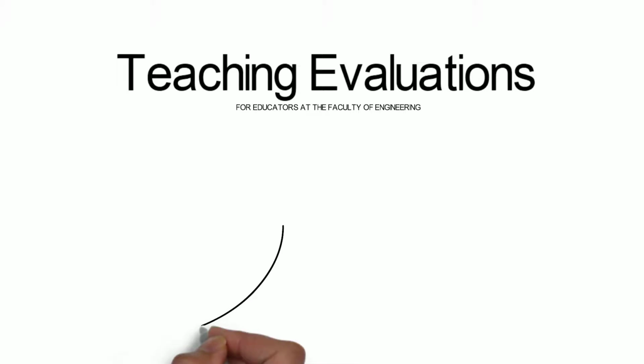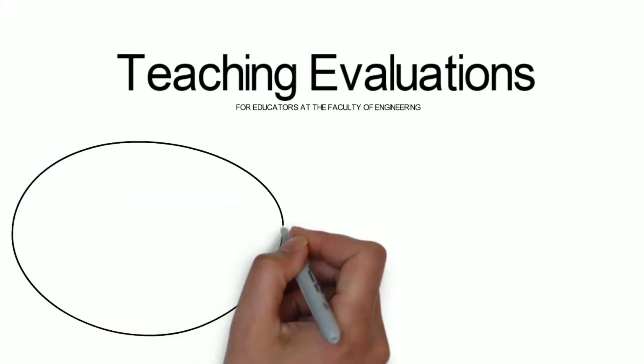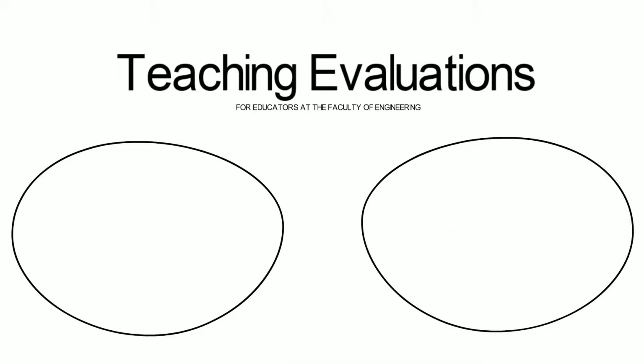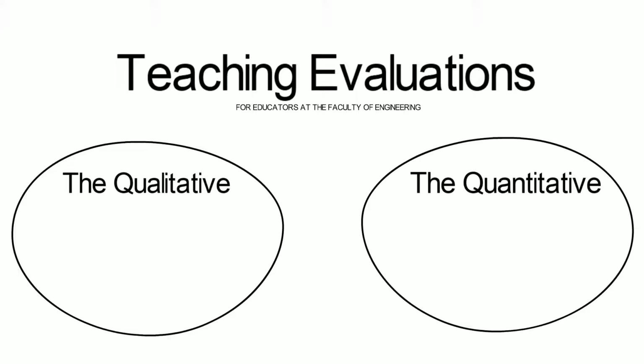Teaching evaluations. Every subject that consists of 3 times 45 minutes confrontation lessons or more must be evaluated. As an educator, you have an important part in both the conduction and the follow-up of the evaluation. At the Faculty of Engineering, teaching evaluations are done in 2 ways, the qualitative and the quantitative evaluation.